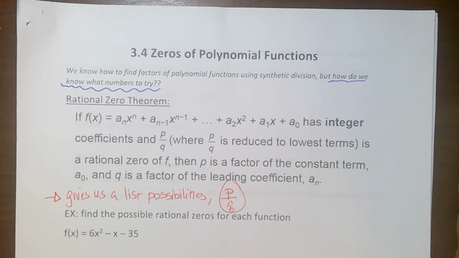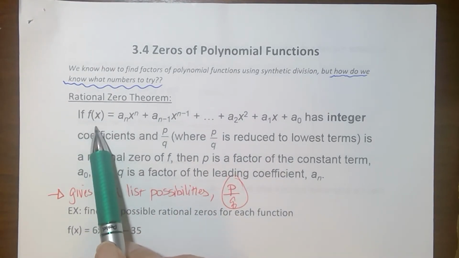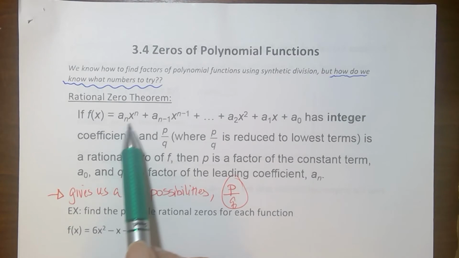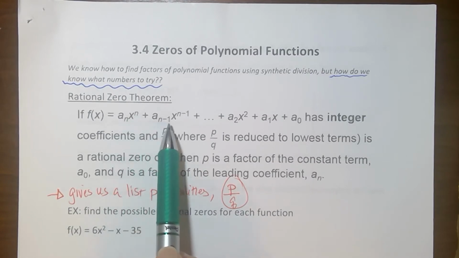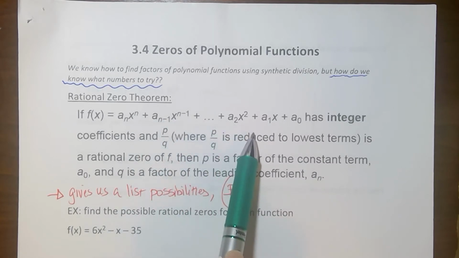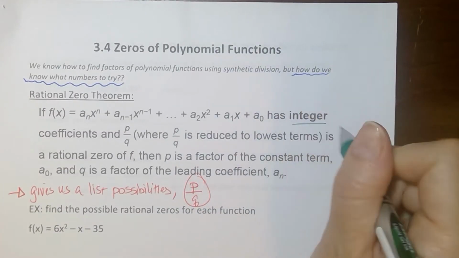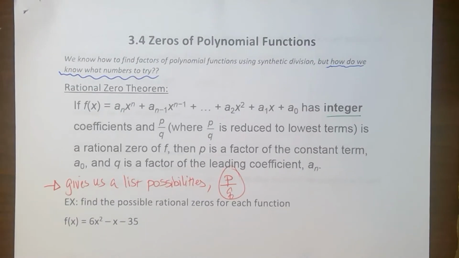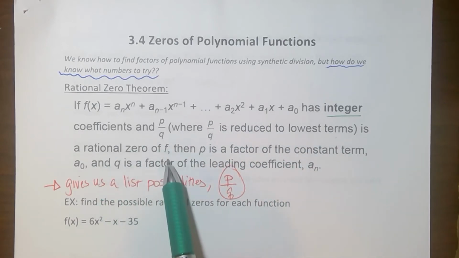As always, you're not going to have to reproduce the theorem, you just have to be able to use the concept behind it. So if I have a polynomial function f of x, and it has some first term, say nth degree with its coefficient, and it counts its way down with every term represented until I get down here to the constant. This function has integer coefficients. Now that part is important. Integer means my positive, negative whole numbers and zero. And P over Q, where P over Q is reduced to lowest terms, is a rational zero of the function.